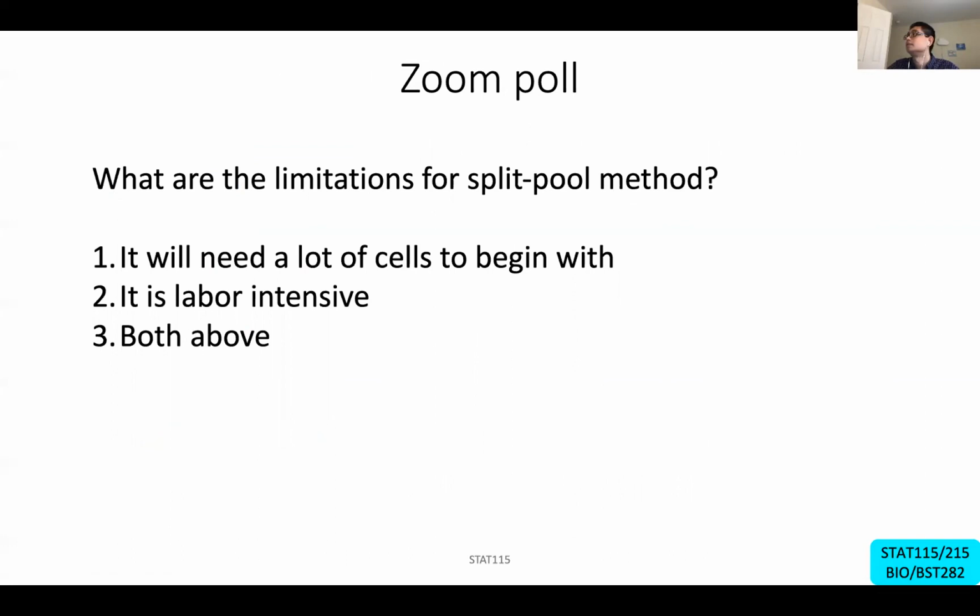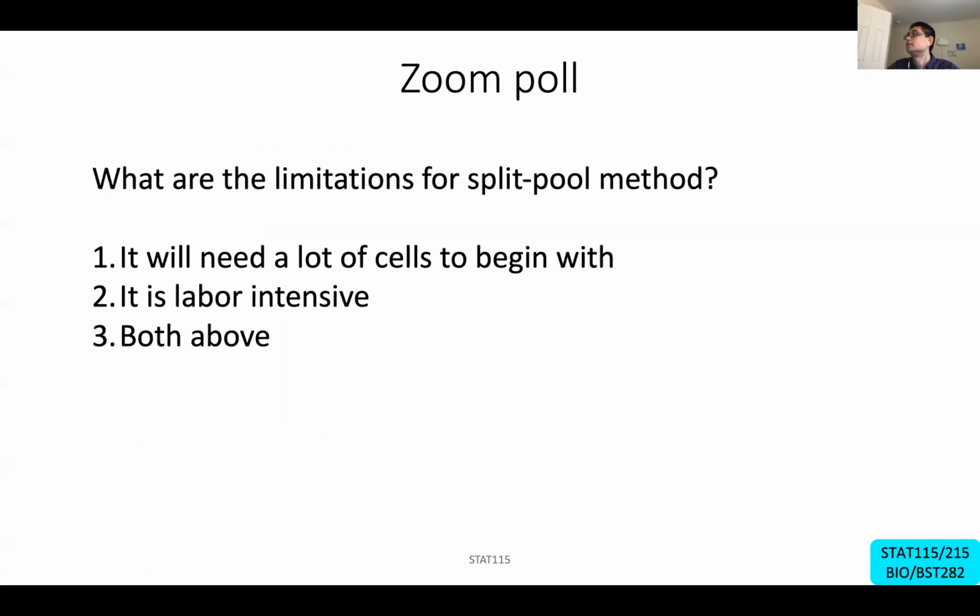Okay, so what else could go wrong? I mentioned that there could be a doublet problem. More than one cell in the same droplet, although they are two distinct cells, they receive the same cell barcode. And after sequencing, we can't differentiate whether they're from the same cell or two cells.